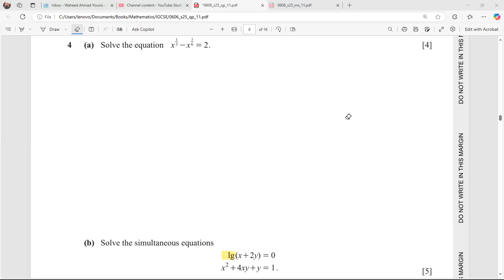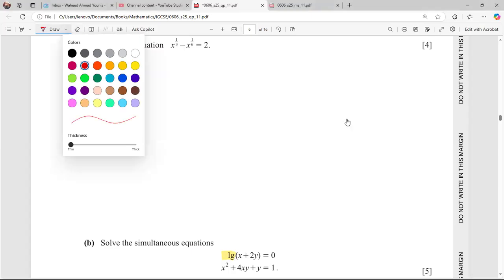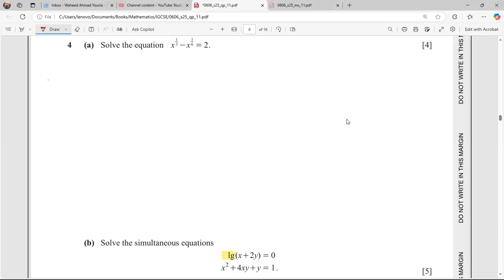We will be doing question number 4 and onward. Let's start this question 4a. It is interesting. So what we will do, you see, this is a smaller number and this is a bigger number. So I will assume that this x power 1 by 6 is equal to some y.